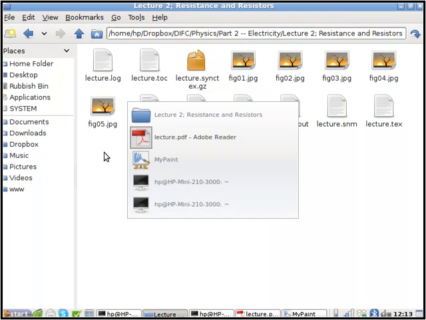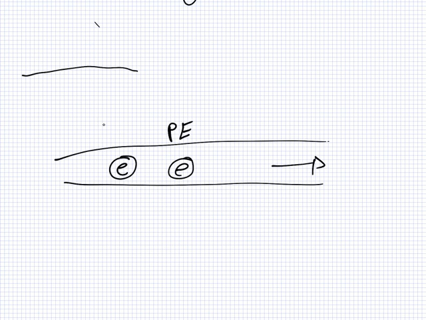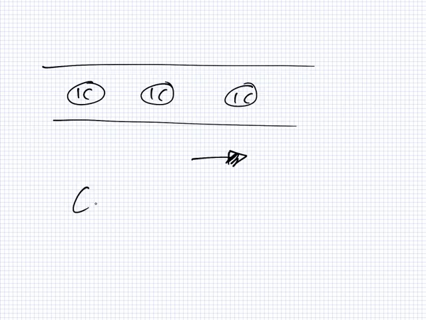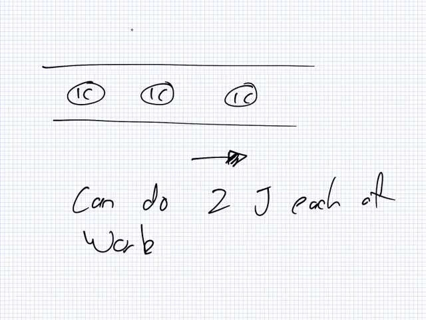So, for example, if this has 2 joules per coulomb, then that means whenever we have a coulomb, it can do 2 joules of work. So actually, sorry, I'll do that a little bit better. Okay, so let's say here is 1 coulomb, here is 1 coulomb, here is 1 coulomb, and they're all moving. They can do 2 joules each of work, if I say that the voltage is 2, for example, joules per coulomb.